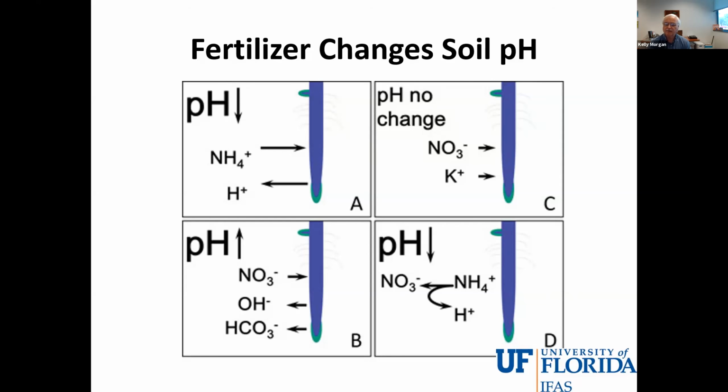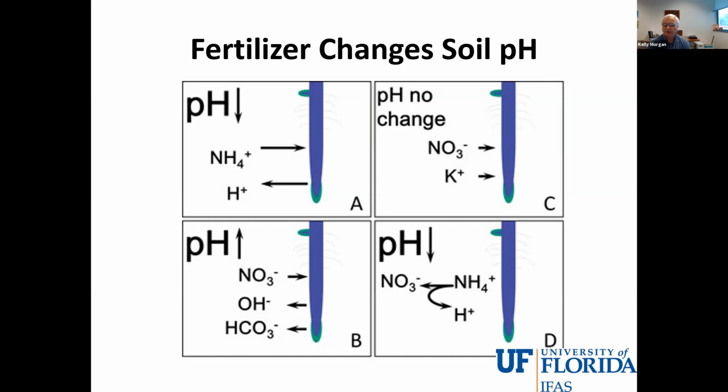The root must account for its charges. So if it brings in a positive ion, it has to expel a positive ion. By expelling the hydrogen, it causes the soil pH immediately surrounding the root to go down. If you have a combination of nutrients, such as in panel C, where you have an anion and a cation, then there's no net change because there's no addition of hydrogen to the soil.